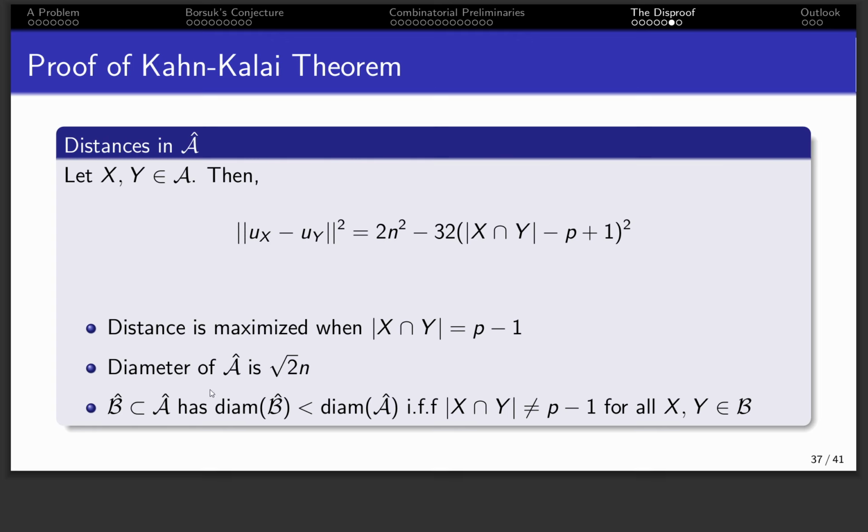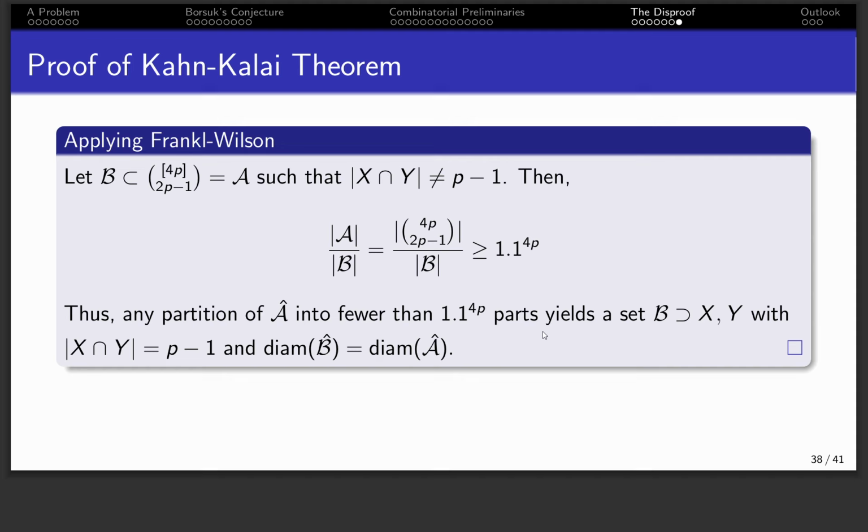So we can say that a subset B-hat of our geometric object A-hat, so maybe a partition, has a smaller diameter if and only if all of the intersection sizes of the corresponding vectors ux and uy in B-hat, where x intersects y, are not equal to p minus 1. Because if in B-hat there are some ux and uy such that x intersects y is equal to p minus 1, then the diameter of B is again square root of 2 times n, since this here is then 0. Okay, and with this we can finally apply Frankl-Wilson.